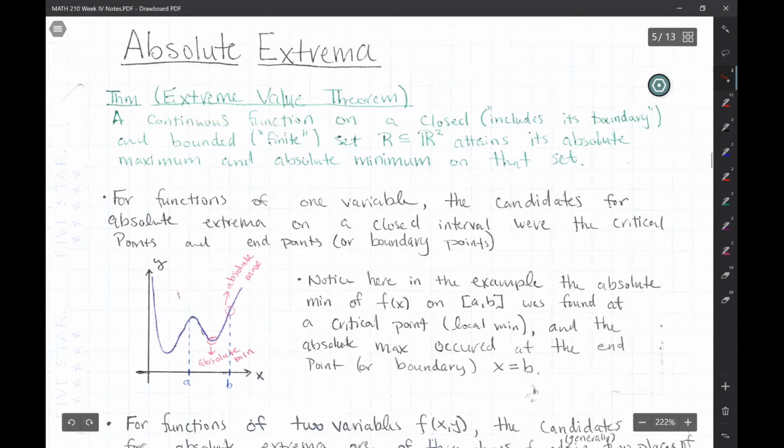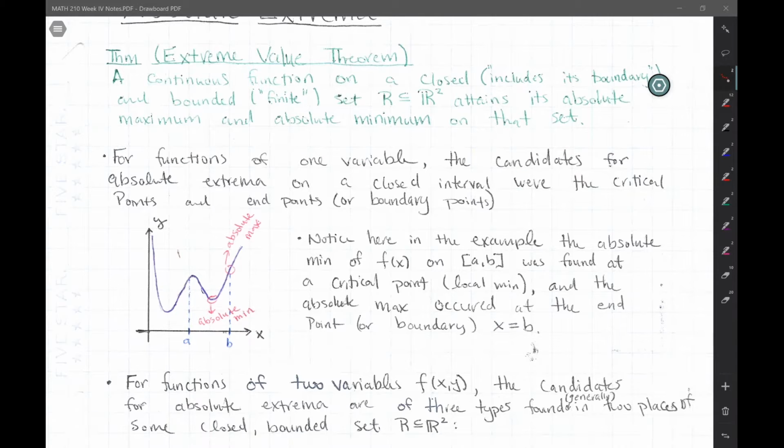So if a function is continuous on a closed set, which means it includes its boundary, so the region that we're looking at in the plane is closed, includes its boundary, and bounded, it's finite, doesn't extend infinitely, well, we know the function attains its absolute maximum and absolute minimum value on that set. So our work isn't in vain, so long as we can check that a set is closed and bounded and that the function's continuous.